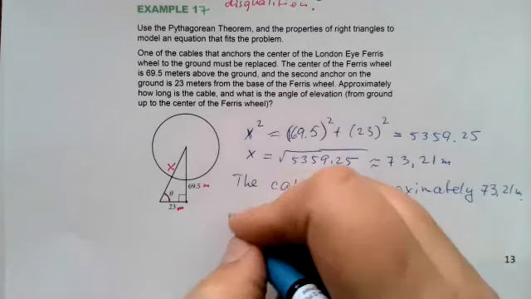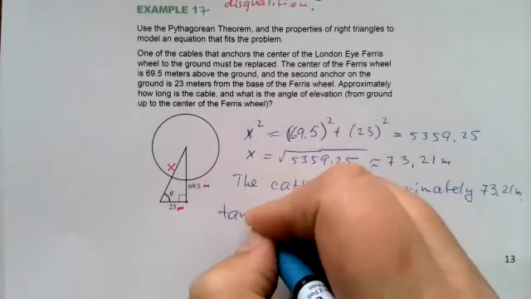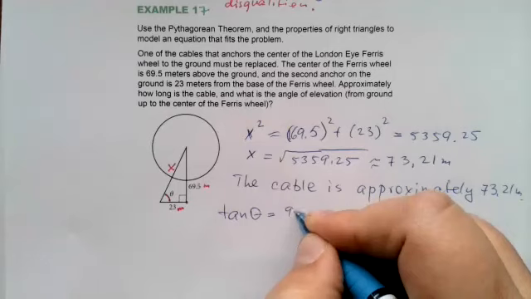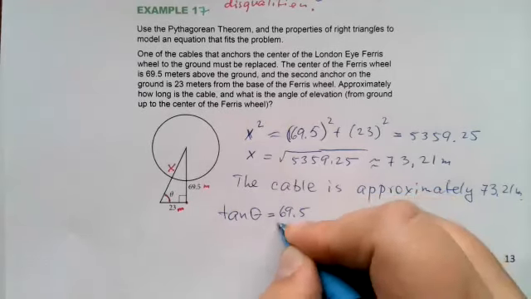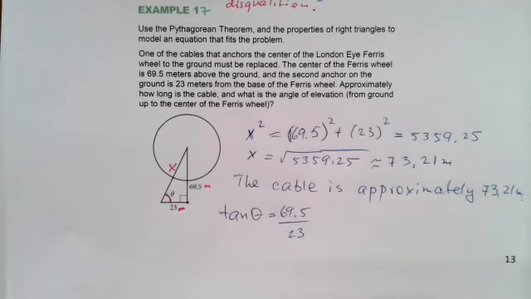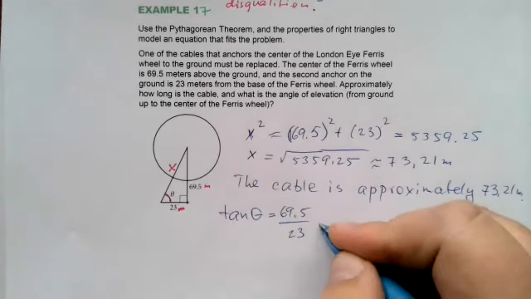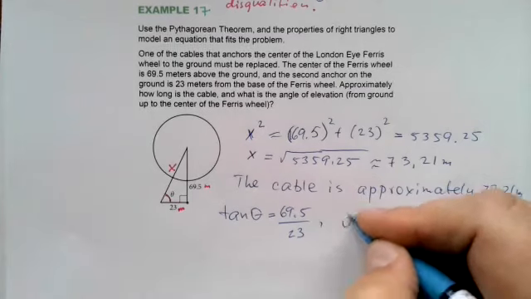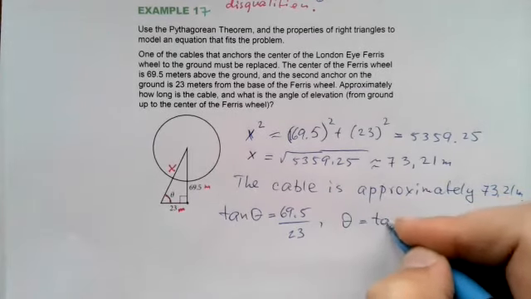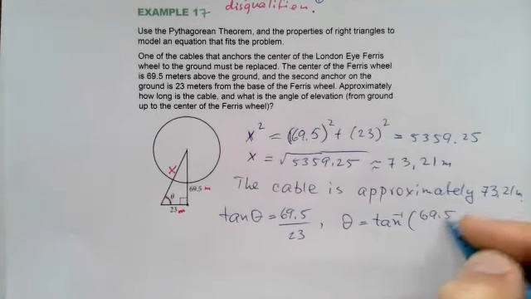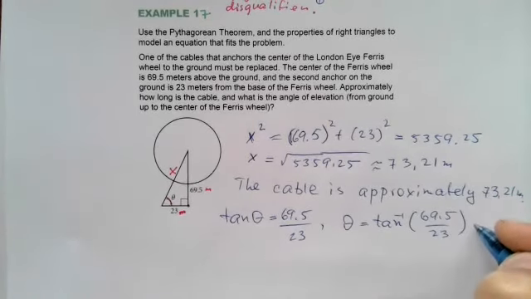Well, obviously that's a tangent. So the tangent of theta is going to be 69.5 meters over 23 meters. Meters and meters will cancel, so I'm not going to write them. So since we know the tangent, how do we find theta? Well, theta is going to be the inverse tangent of that value, 69.5 over 23.